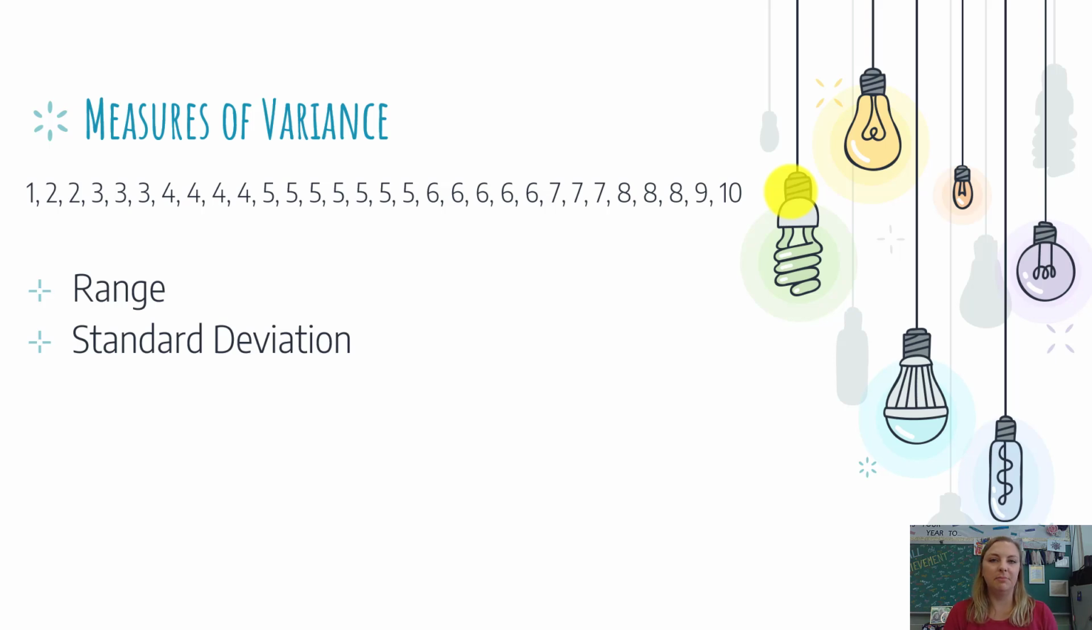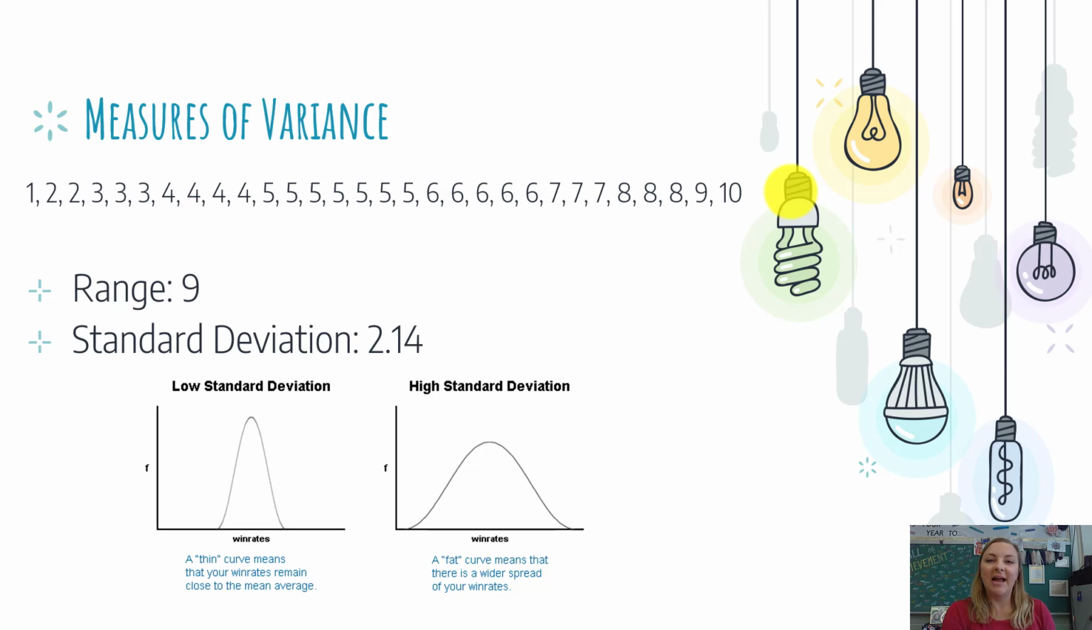Range is going to be how many numbers are there between our lowest and our highest number. Our standard deviation is going to be, on average, how far away is each number from our mean of 5.4? I want you to try and find our range and our standard deviation. You are welcome to use a calculator to find standard deviation because you will not be required to find this on your AP exam. Okay, so our range is 9.